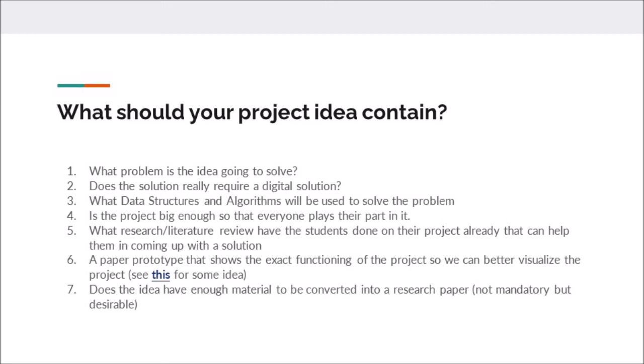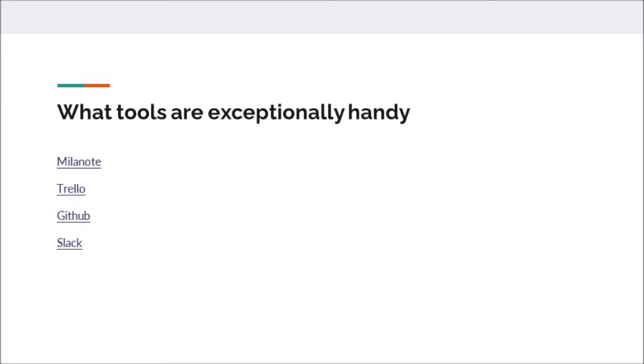Then we come across a few tools. When you are coming with your FIP idea and you are going to work on the FIP idea, you should look into these tools. Milanote and Trello are management tools, so you can better manage what you are working on, what you have worked on, and what you will be working on. So these are very important. You should look into these tools and you should work with these tools.